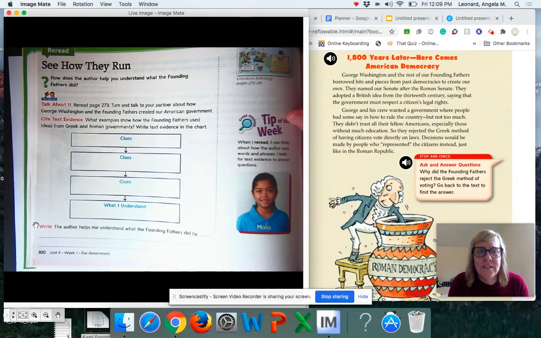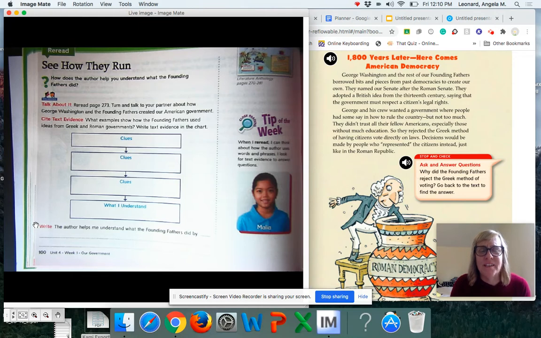Hello, writers. Today I am going to talk to you about your assignment for the reading See How They Run. We're going to talk about how to find text evidence.